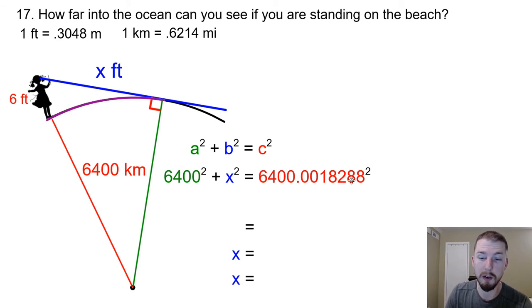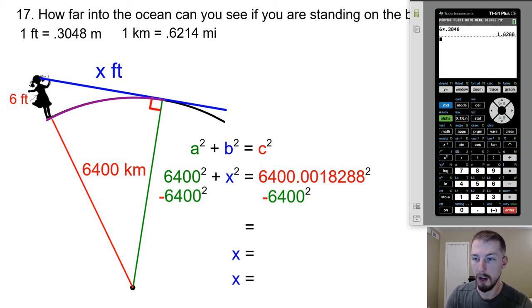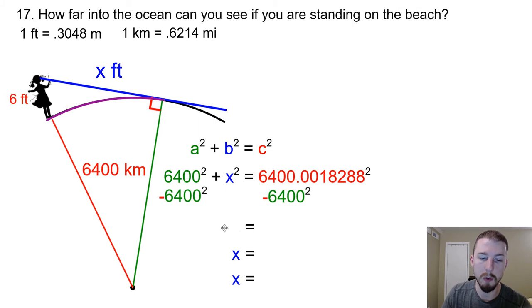All right, so here's my Pythagorean theorem. I know it looks ridiculous, but it's actually just fine. So all we have to do now is subtract the 6,400 squared from both sides. So in the calculator, what I'm going to do is 6,400 plus 0.001828. I'm going to square that, then subtract 6,400 squared. Now that's going to give me the difference between those two squares. Now remember, that's what x squared, our distance squared, is equal to.